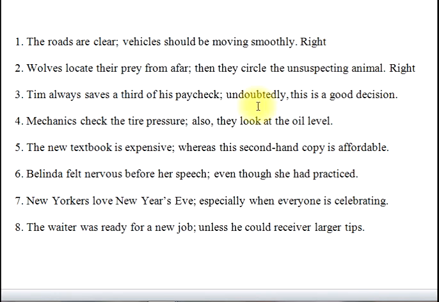Okay? Tim always saves a third of his paycheck; undoubtedly, this is a good decision. Let me just put, how about we put pay? Tim always saves a third of his pay; undoubtedly, this is a good decision. Is this semicolon correct? Can I take it out, put a period, go over here, put a capital U? Do I have two properly construed sentences? Yes, so this is right.